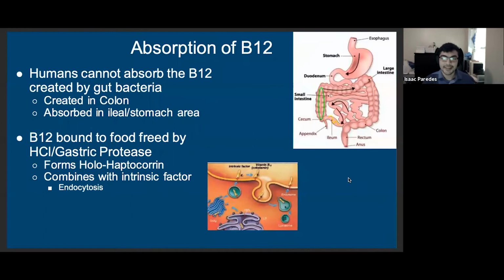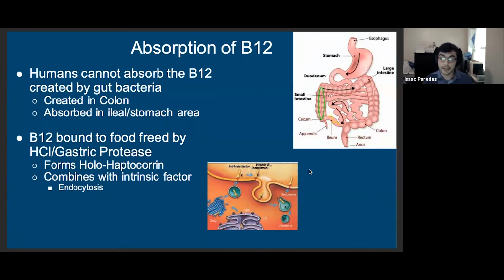Thank you. Cyanobacteria in humans are endemic to the large intestine. However, absorption of cobalamin is restricted to the terminal ileal region of the small intestine, rendering most, if not all, of the cyanobacteria synthesized cobalamin unusable. Vitamin B12 begins its journey in the food we eat. Hydrochloric acid and gastric protease free B12 from consumed food.